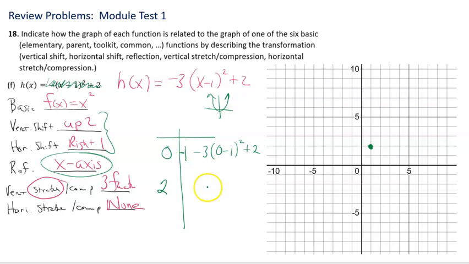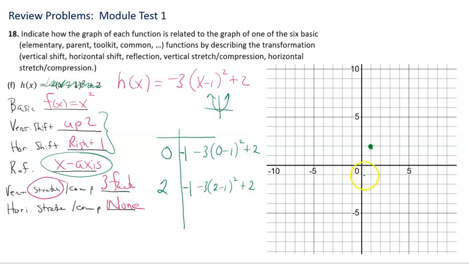And then I plug in 2. So negative 3 times (2 minus 1) squared plus 2. So 2 minus 1 is 1. 1 squared is 1 times negative 3 is negative 3 plus 2 is, again, negative 1. Now we should have expected that because we have a parabola. So it's the same on each side.